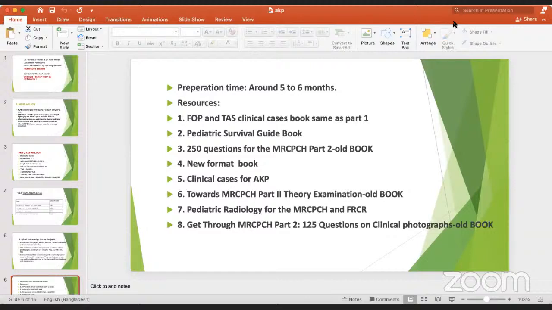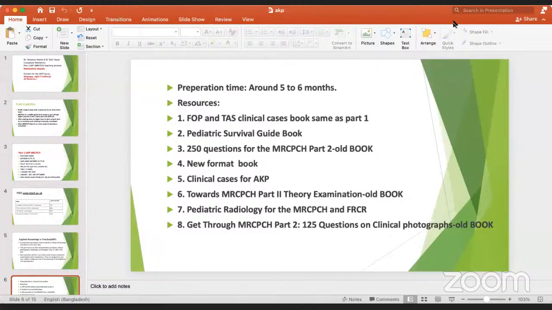Some students take the AKP exam before Part One, so for them the FOP and TAS clinical cases books are very, very important. Students who have already passed Part One find it easy because they have already read these books. After that, you will read the clinical cases for AKP, the same as the FOP and TAS book, 50 cases. That is a very important book.